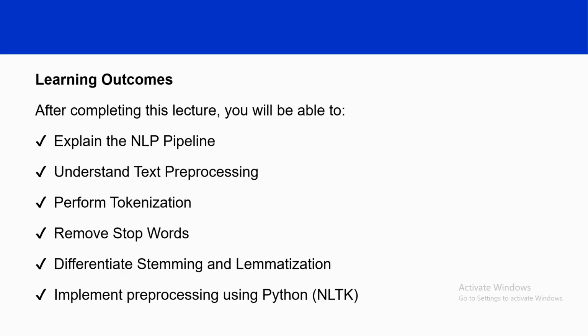So let's first look at the learning outcomes for today's session. By the end of this lecture, you should be able to explain what an NLP pipeline is and why it is essential in natural language processing. We'll also understand the concept of text pre-processing. Then we will study four important pre-processing techniques. The first is tokenization, the second is stop word removal, the third is stemming, and the next one is lemmatization. At the end of this lecture, we will implement all these techniques using Python in Google Colab.